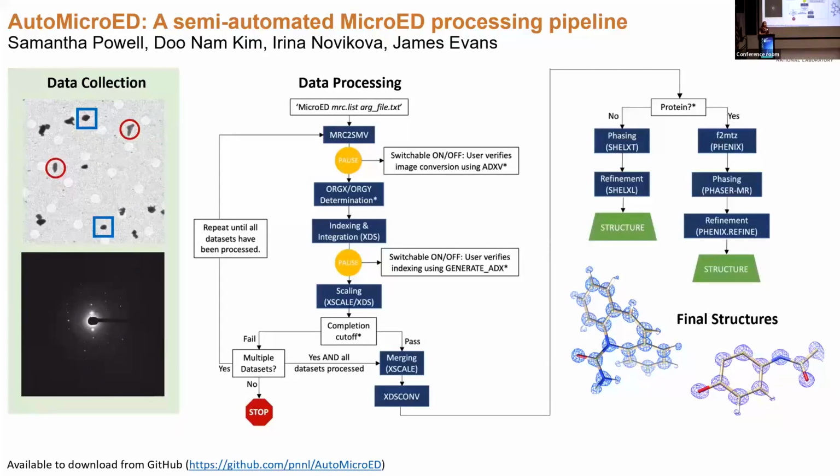MicroED is a cryo-EM-based technique that we use for atomic structure determination from three-dimensional crystals. On the top left, these darker spots are all three-dimensional crystals placed on an electron microscope, or EM, grid. Actually, I'm going to back up real quick. There. Okay, so now this video is playing.